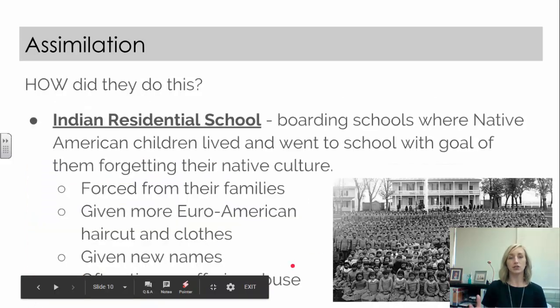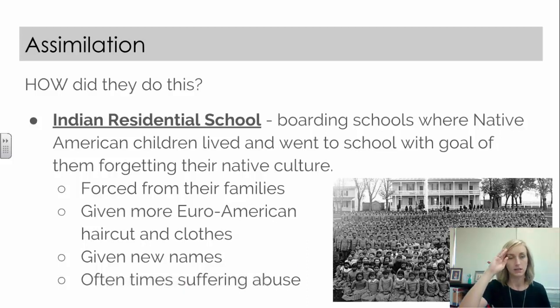So how did they do this? How did they, quote, Americanize these Indians? They did this through Indian residential schools. These were boarding schools. You know, schools where people go and they live, right? They live on the campus. They were boarding schools where Native American children lived and went to school, right? They got an education. But the goal was not necessarily educating them, although it was, but it was more about forcing them to forget their native culture.